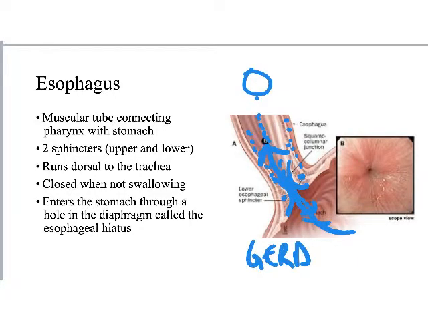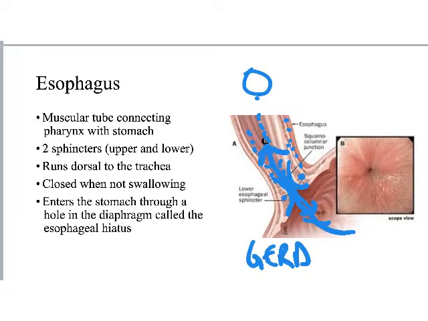Okay, the other thing to know about the esophagus is that it's very posterior. It's towards the spine. It's actually between the trachea and the spine, so it's posterior to the trachea. It's quite deep. The other thing I had mentioned in the respiratory chapter is that its default position is closed. It really only opens when you swallow.